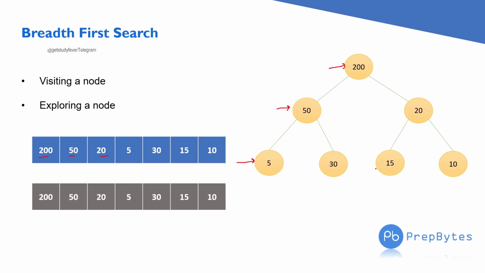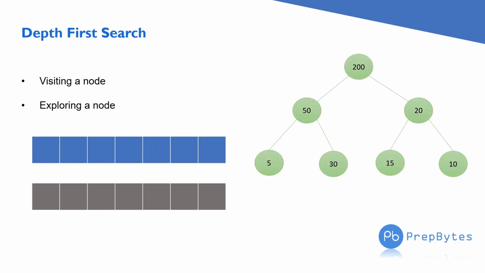Now the difference between breadth first search and depth first search is that in breadth first search we go level by level, but in depth first search we go from the top to the bottom first. Let's see that. In depth first search, let's say we start from 200. Now 200 is just visited, it is not explored, so we can go either to the 50 side or to the 20 side.